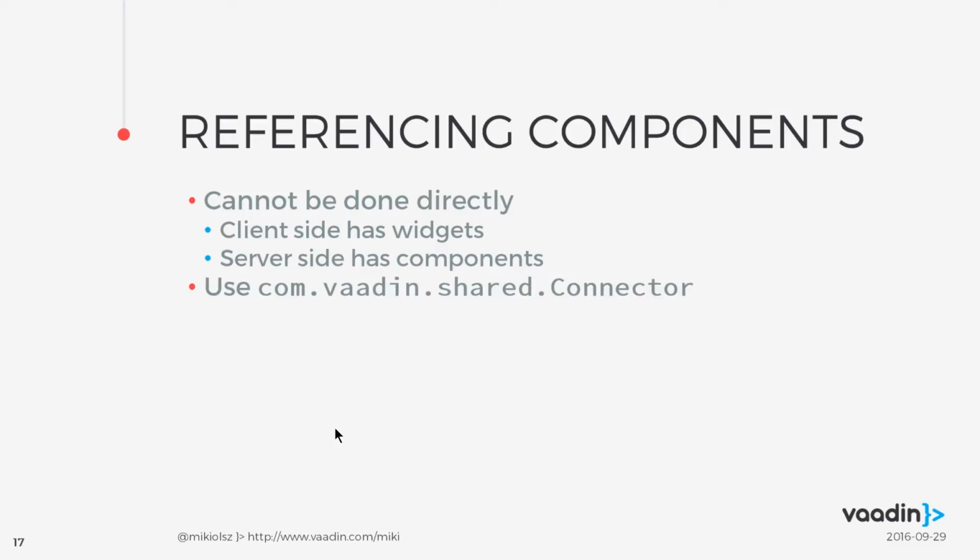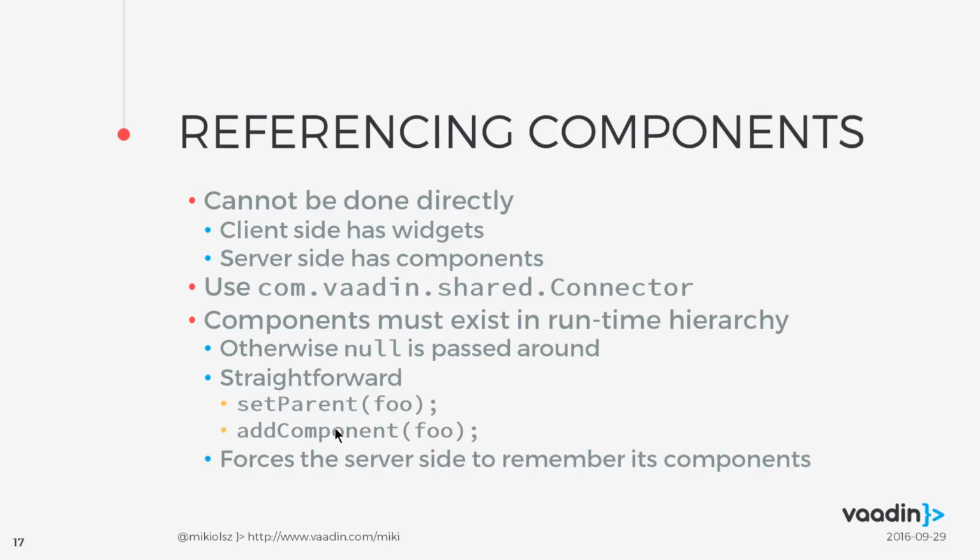Fortunately, we can use connectors. So instead of storing components in the shared state, you store connectors. That's it. The only rule is that the components must exist in the runtime hierarchy. So we either have to add the component somewhere or we have to set the parent of that component to something. Otherwise, we will get nulls passed to the browser and it will be a source of really hard to trace errors. And as it says here, it forces the server side to remember its components.